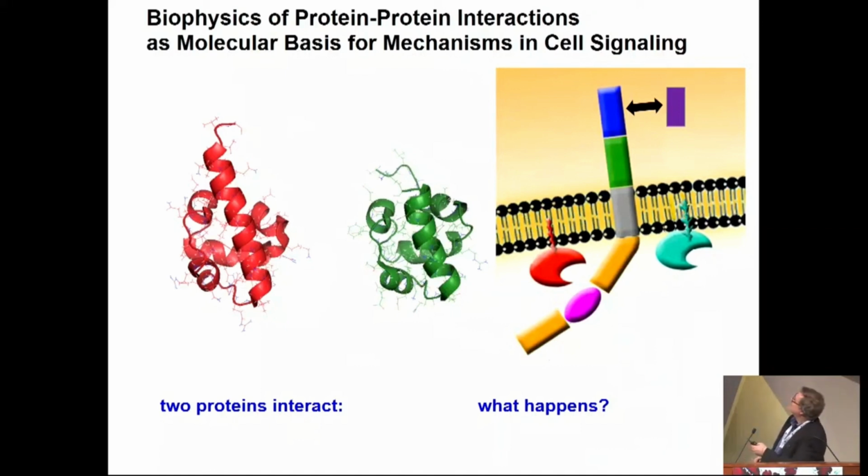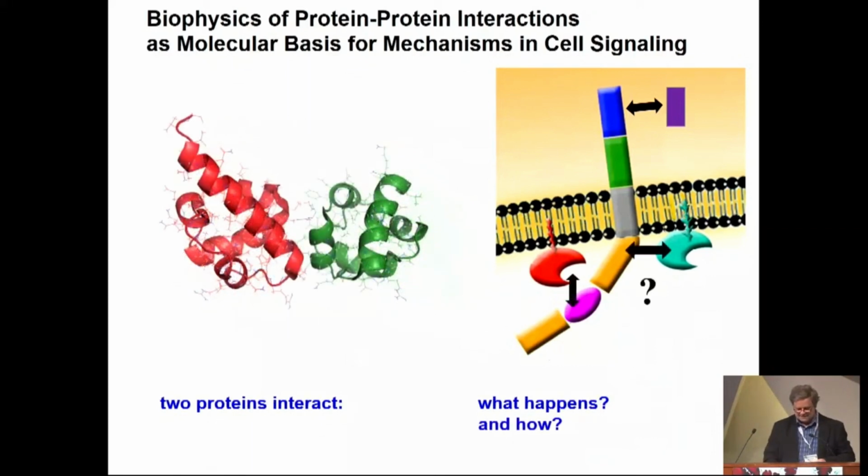My lab is interested in the biophysics of protein-protein interactions as the molecular basis for mechanisms in cell signaling. Specifically here, ligand binding to a receptor outside the cell. How is this information transmitted to the inside, and then what happens here? So two proteins interact. What are the mechanisms, and how does this lead to specific functions?